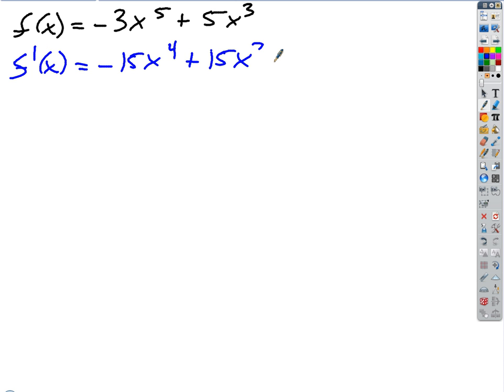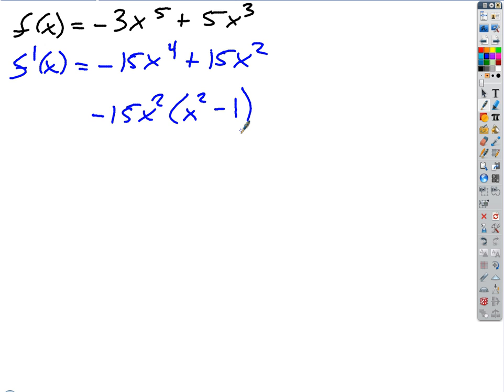So let's go ahead and factor this thing, right? What could I take out? 15x squared. In fact, let's take out a negative 15x squared, because that way we make the first term positive. If we take out a negative 15x squared, what are we left with? Minus 1. Okay, good.